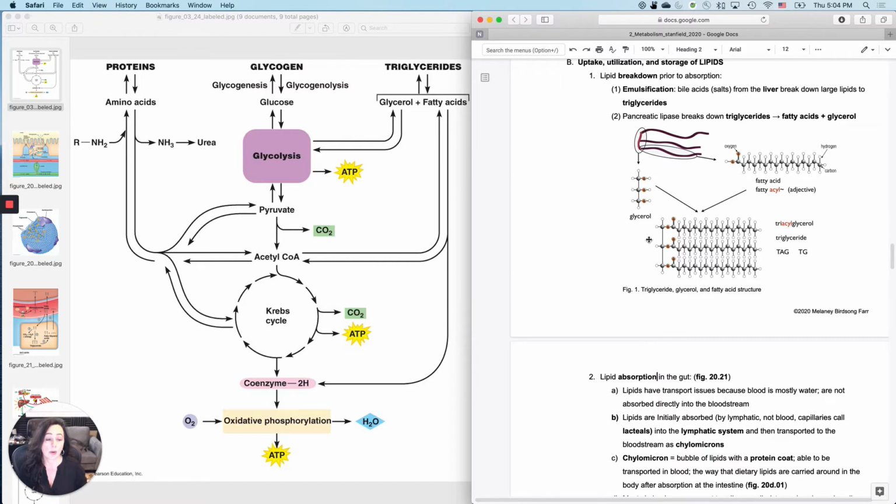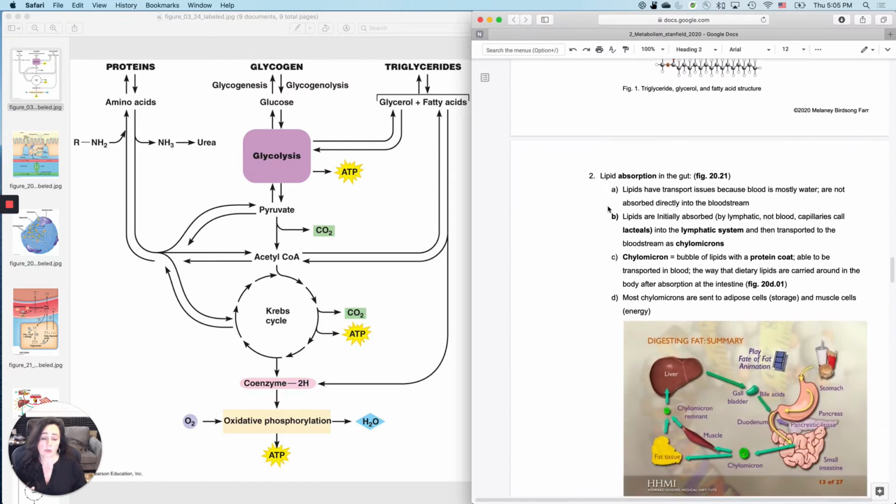Okay, now, in order to break triglycerides down to glycerol and fatty acids, there are some pancreatic enzymes involved. One of them is called lipase. So it breaks down triglycerides to fatty acids and glycerol. Just stick with me, it'll get more interesting in just a second.